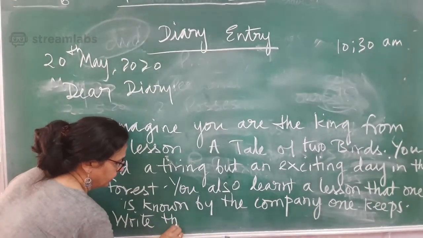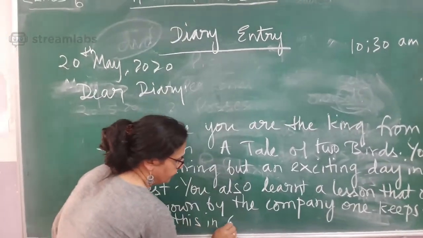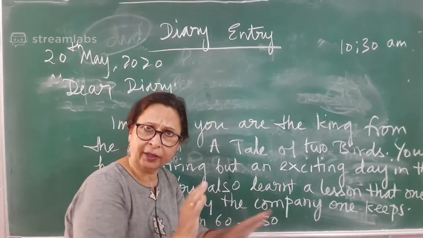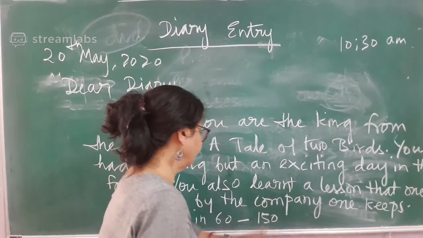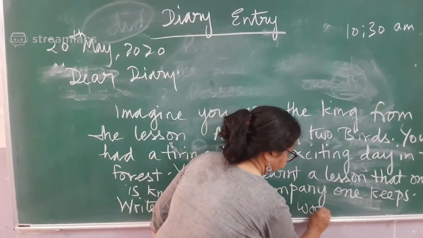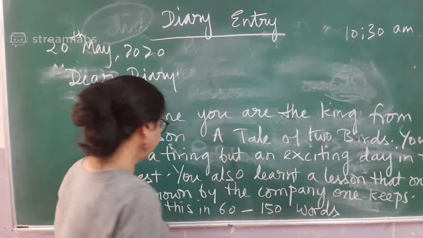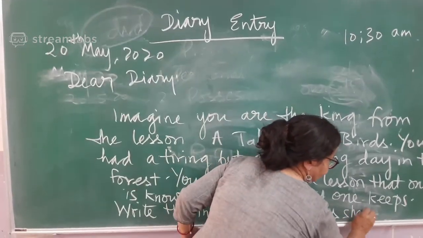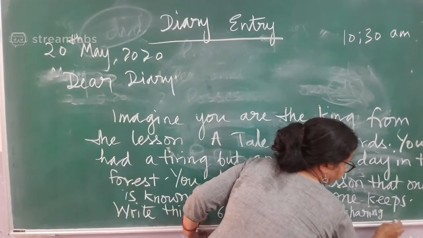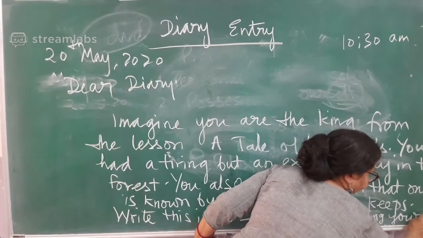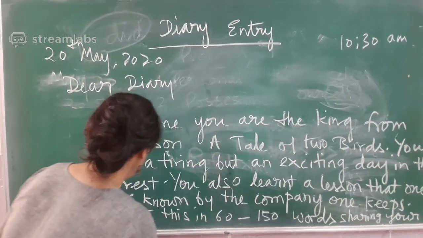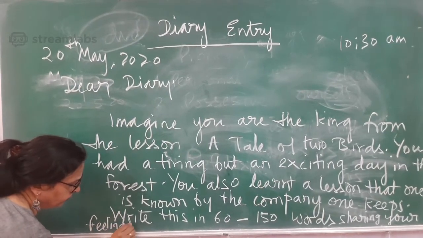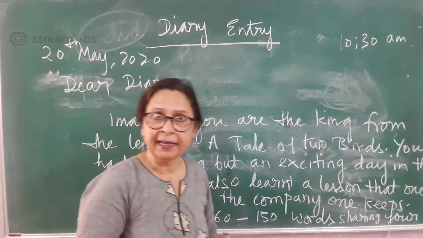Write this in 60 to 150 or 120 words, no restriction. Within this you can write 150 words. Write this in 60 to 100 words, sharing your feelings. I'll write it: F-E-E-L-I-N-G-S, feelings. Okay, so is it okay now?